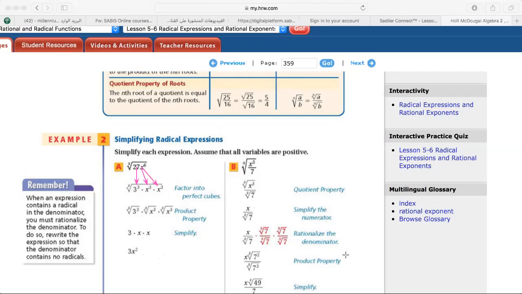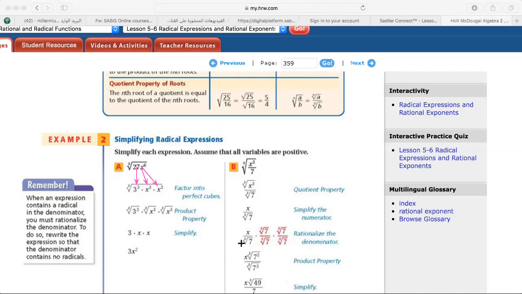Rationalize the denominator, because it is better to not keep a root in the denominator. So how will I get rid of this cubic root? I will rationalize the denominator. How am I going to rationalize the denominator?